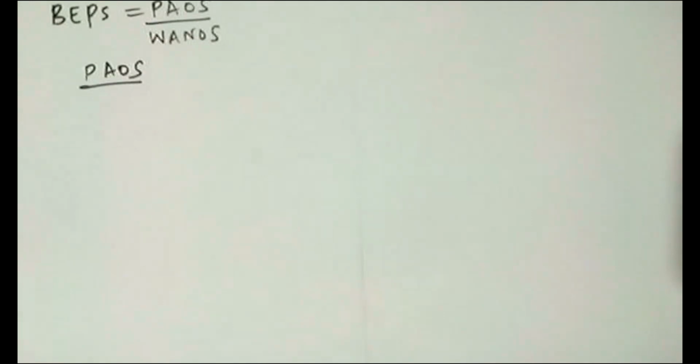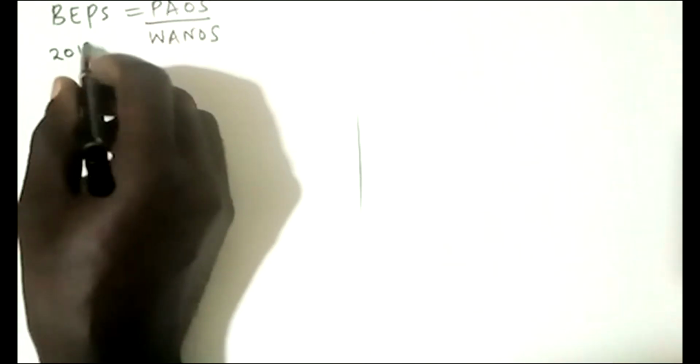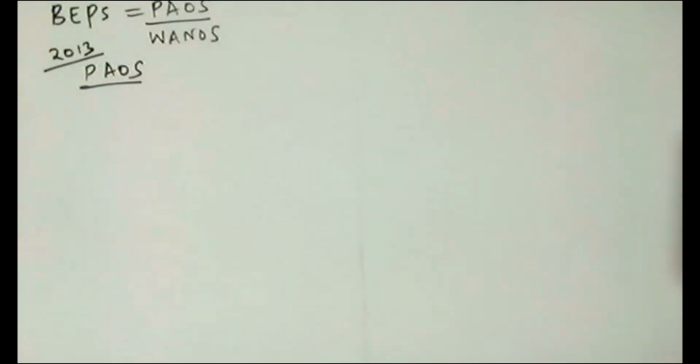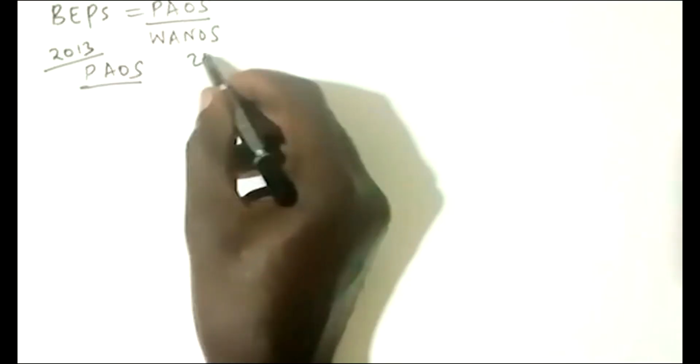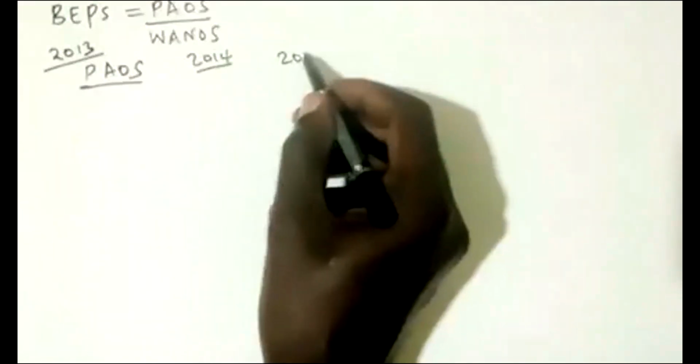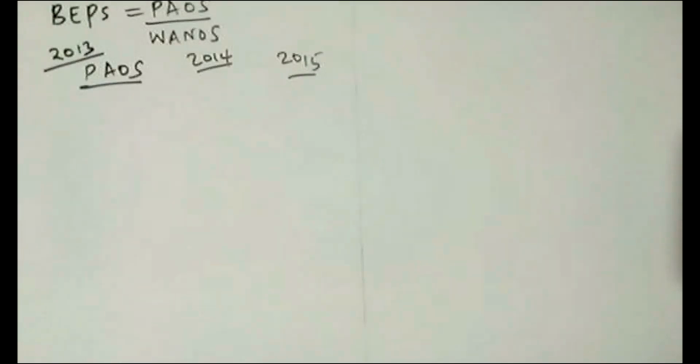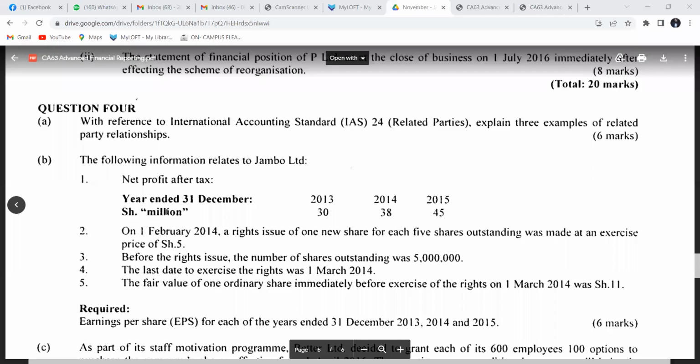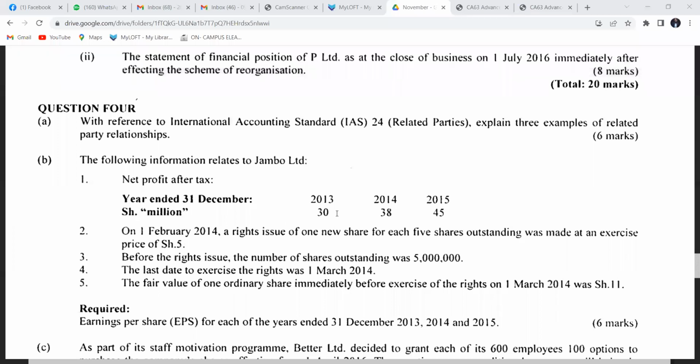But looking at our question, to start with 2013, there is no information on the profit attributable to the non-controlling interest, and there's no information where they have said that these are dividends attributable to preference shareholders. So my numerator for 2013, 2014, and even 2015, the 3 years, will remain the profit after tax provided here.